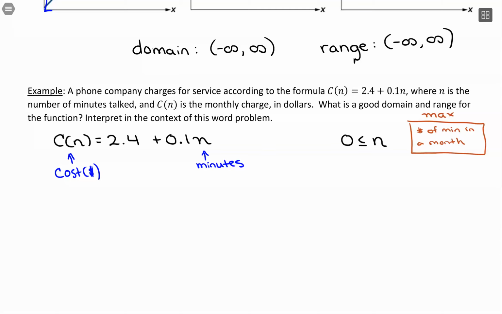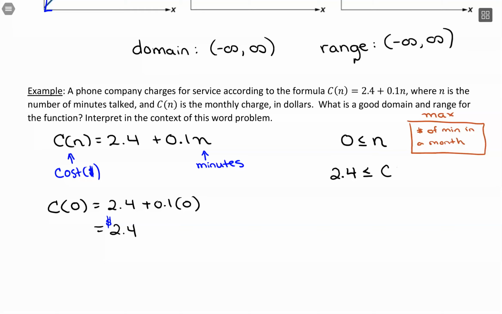Now, what this means for the cost is what we can see is what's the cost that lines up with this idea of 0 minutes. What's this minimum cost we're going to be seeing? So with that, we could look at C of 0. So if we plug in 0, what we're going to see is this cost of 2.4, and the units there are dollars. So we have this minimum charge of 2.4, and then from there it's going to increase because we have a positive slope. So C of n is going to be larger than or equal to 2.4.